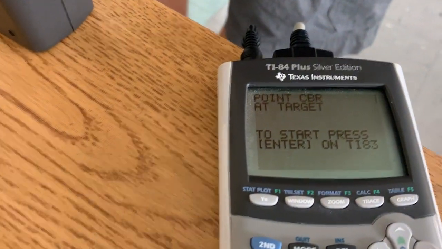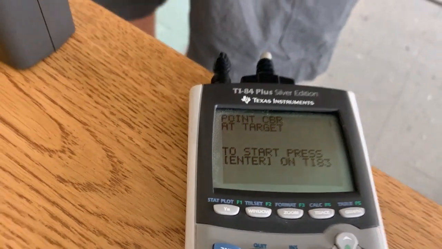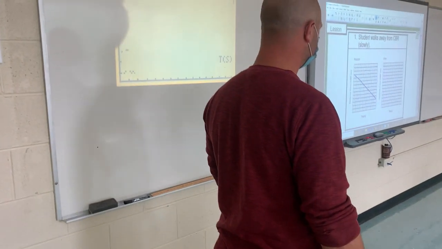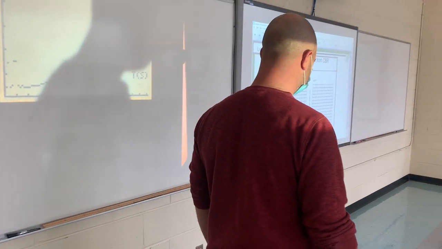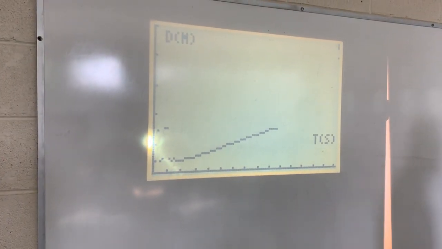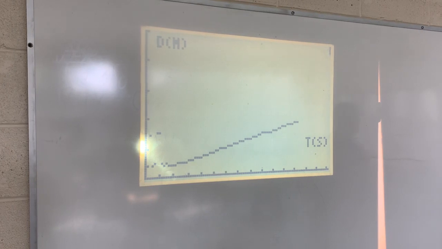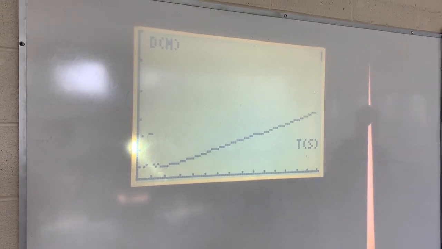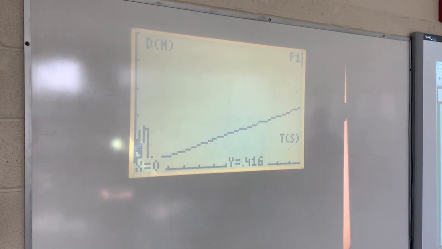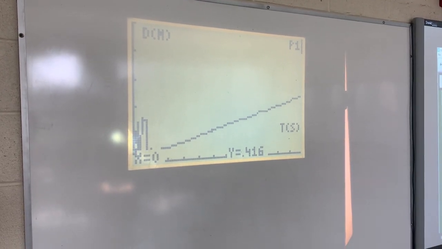And on the calculator it says, point the CBR at target, press start, and here he goes. As Mr. Bracken's walking away from the CBR slowly, in real time, we're getting the graph of what's happening of distance versus time. So, as you can see, there's something that Mr. Bracken would have to fix from his original prediction.